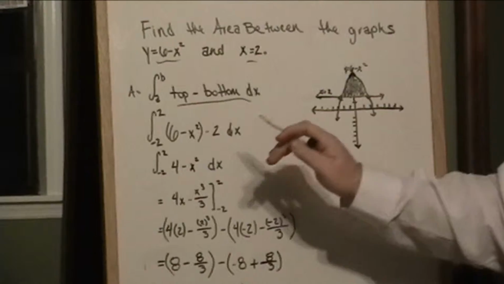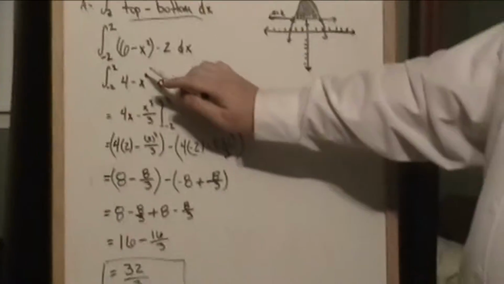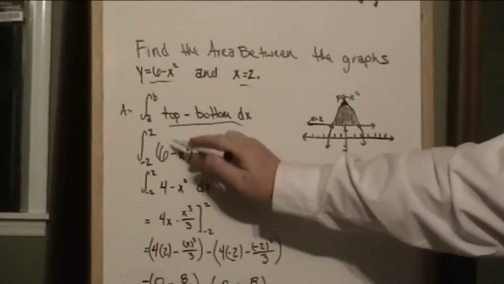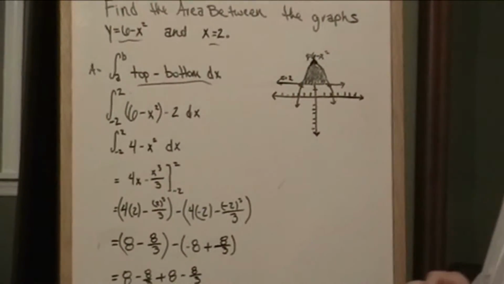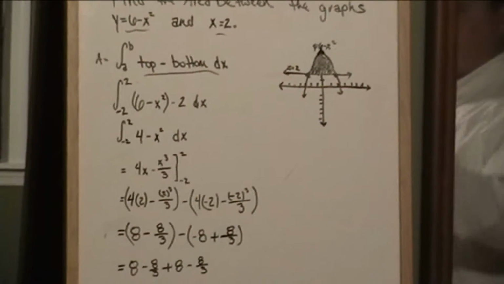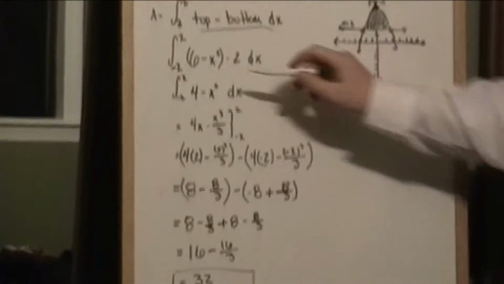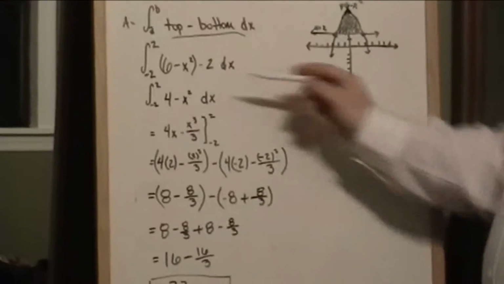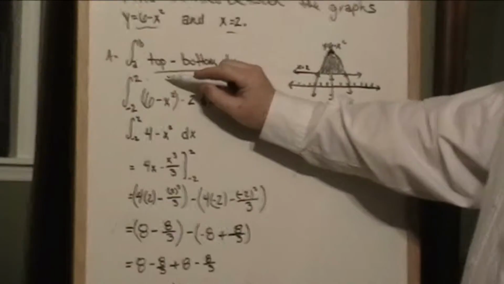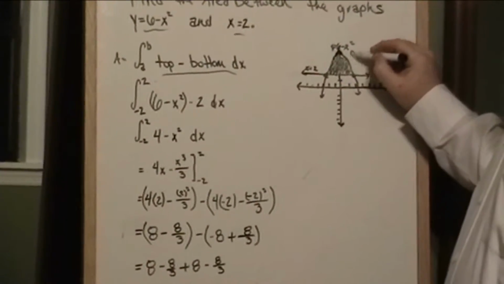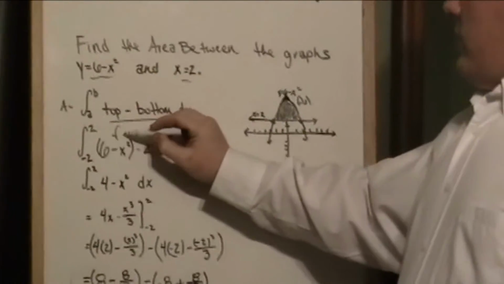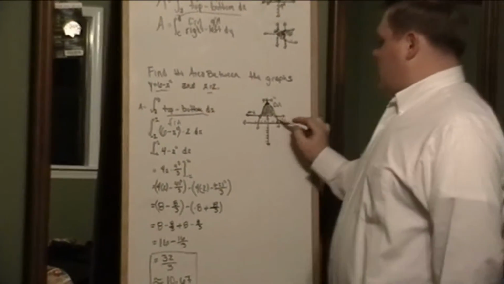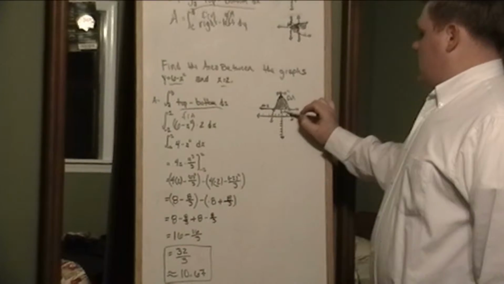Let's go ahead and set up our integral from -2 to +2. I've already got it done. We just kind of talk our way through it. From -2 to +2 of your top graph, we'll call it f of x, we've already spoken that up here, f of x minus our bottom function, g of x.